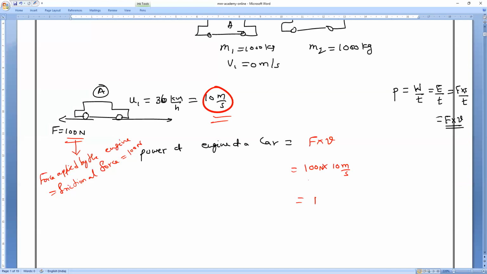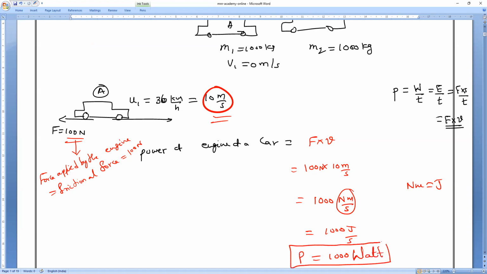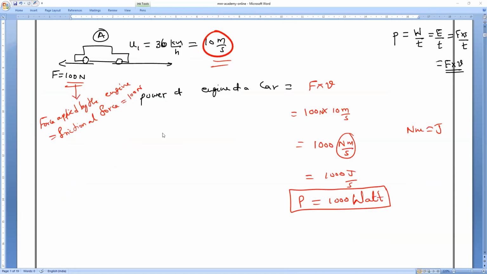So that is equal to 10 into 100, 1000 newton meter per second. Newton meter, we used to call something. Joule. So 1000 joule per second, which is equal to 1000 watt, the power unit, guys. So I found the power of car A. Anyone having any doubt till here, you ask me. Understand? So the power of car A, I found it.